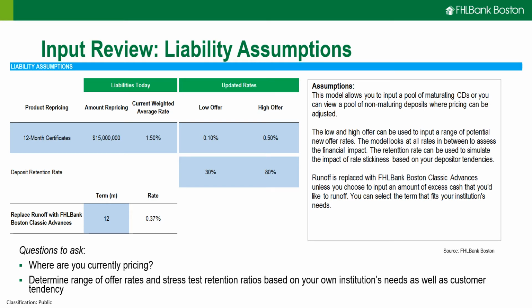Moving on, the last part of this chart, we look at runoff replacement through the Federal Home Loan Bank of Boston advances. For this case study, we're going to replace our 12-month certificates with 12-month FHL Bank Boston advances at 37 basis points. Depending on your liability strategy, or if you're replacing 12-month CDs for 12-month advance, for example, this field is custom to allow any term along the curve that fits your needs.